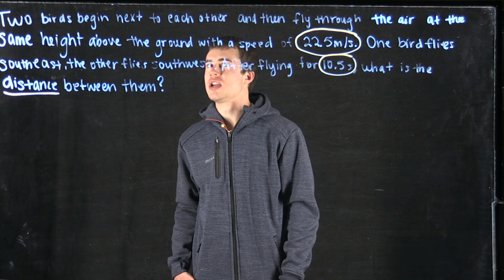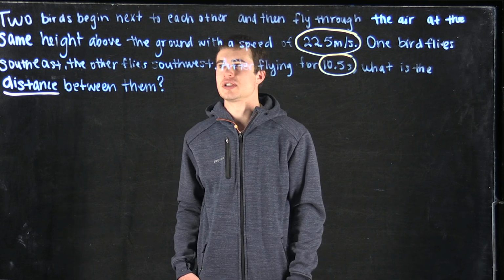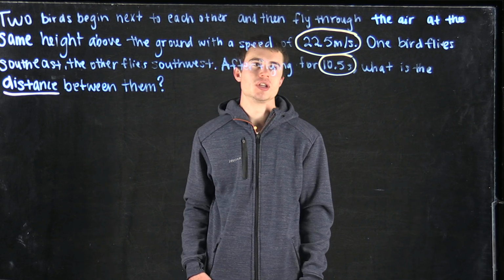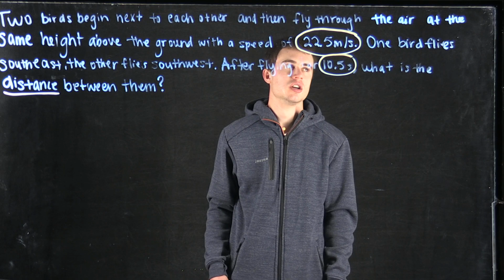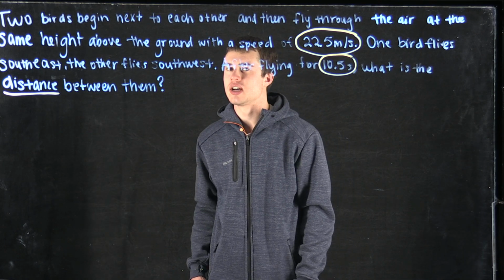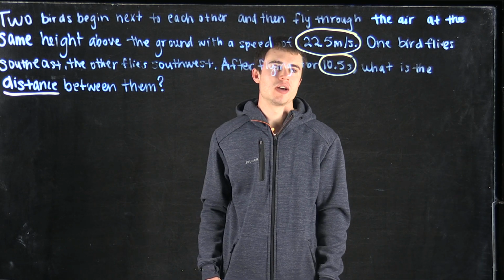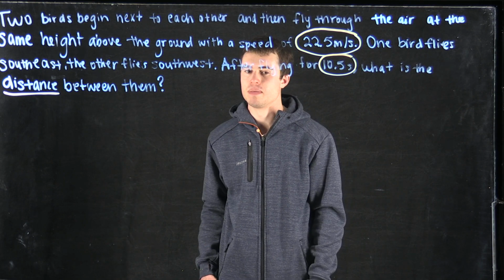So two birds begin next to each other and then fly through the air at the same height above the ground with a speed of 22.5 meters per second. One bird flies southeast, the other flies southwest. After flying for 10.5 seconds, what is the distance between them?